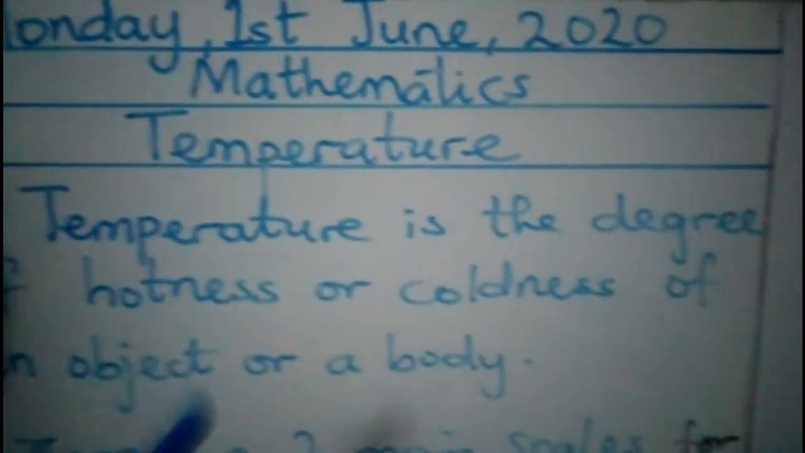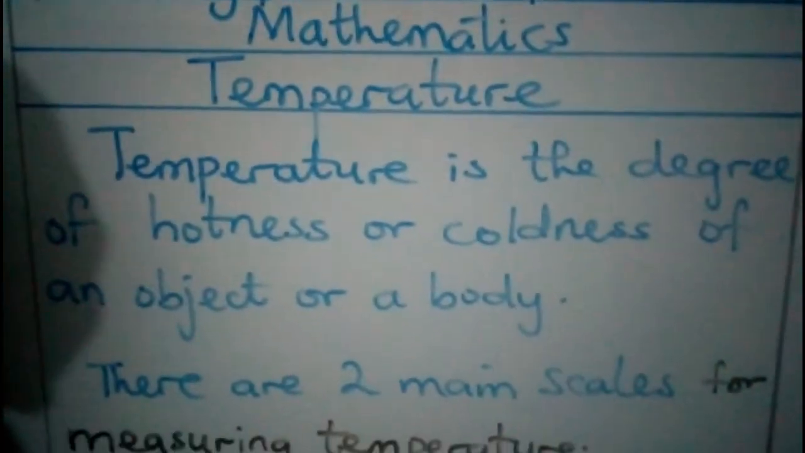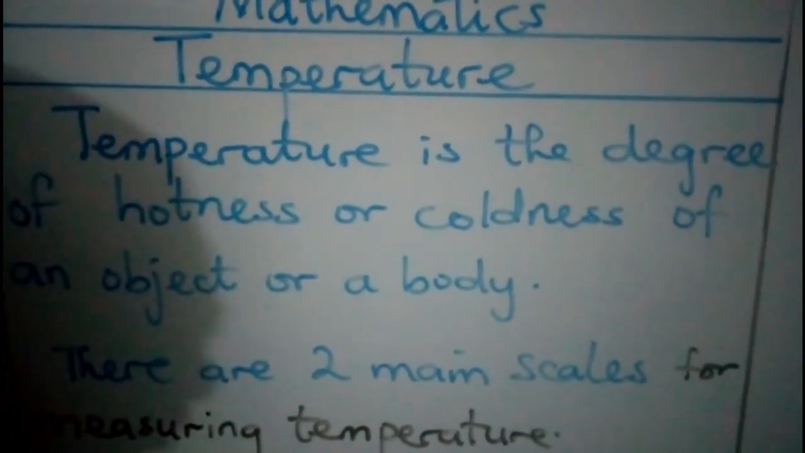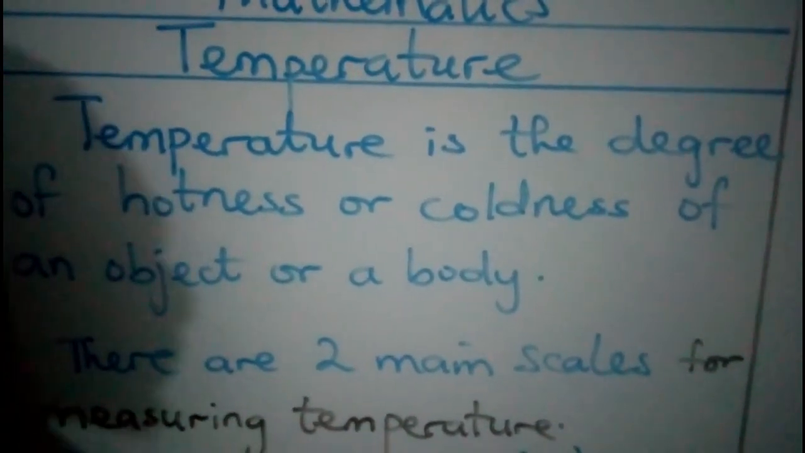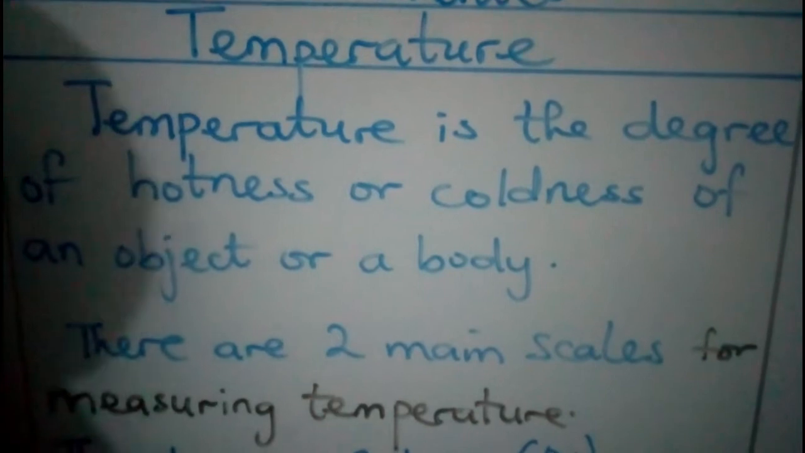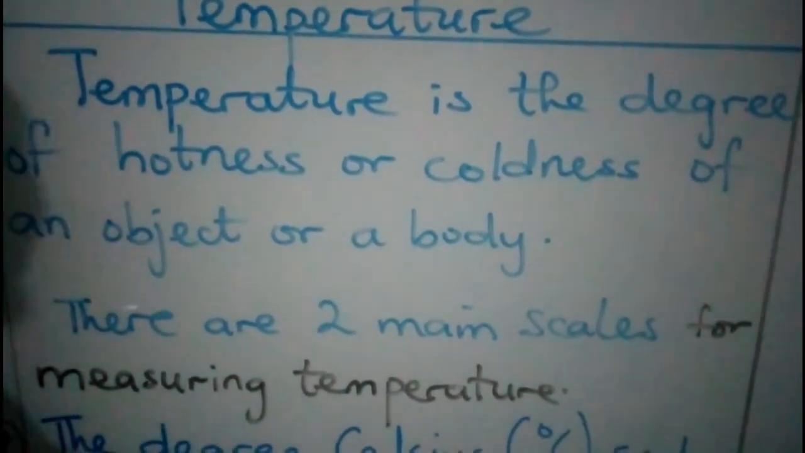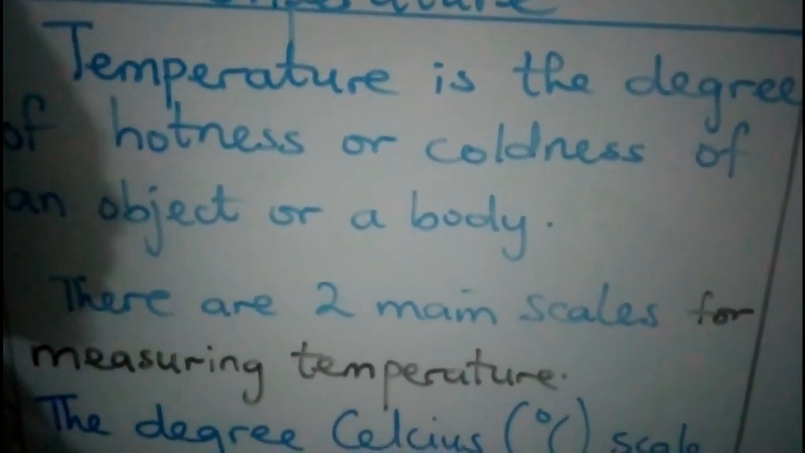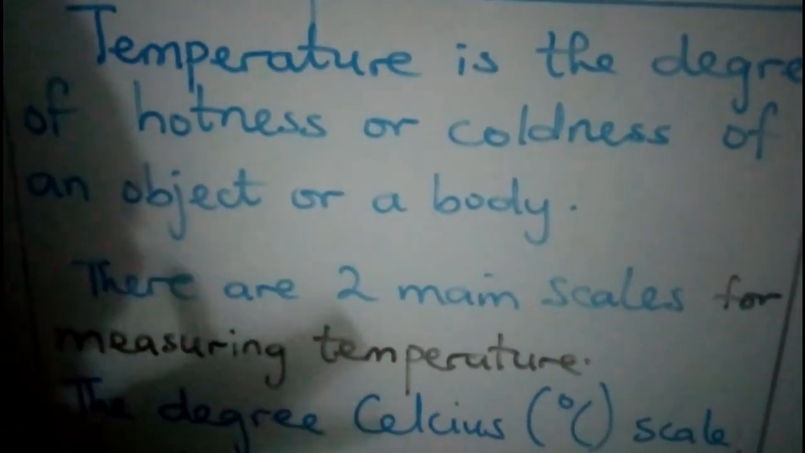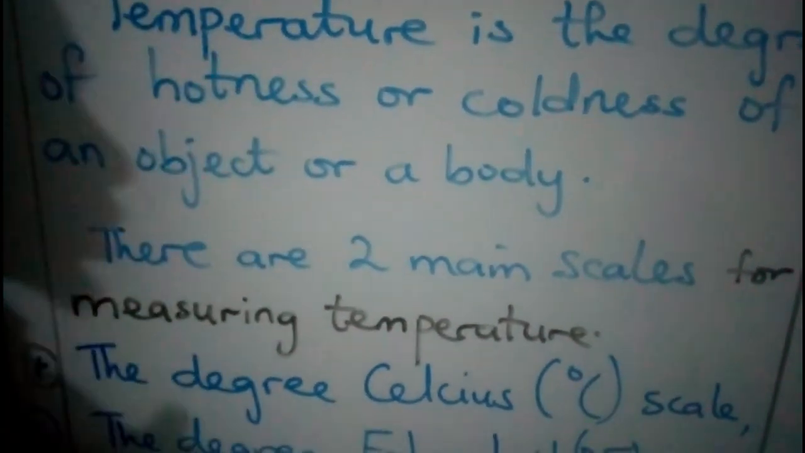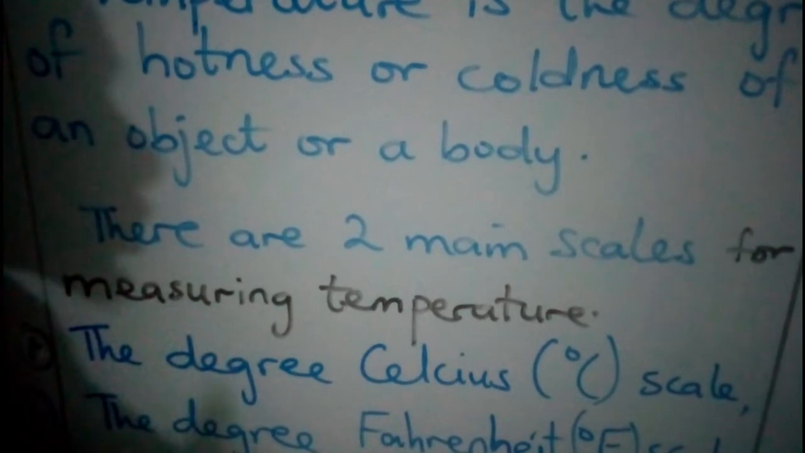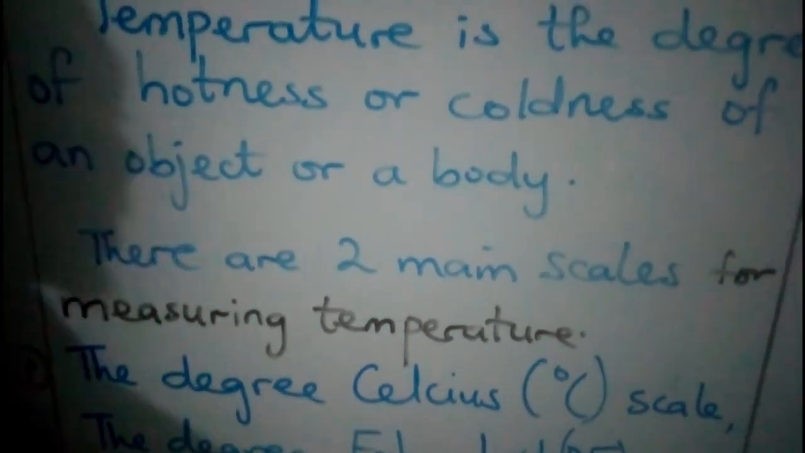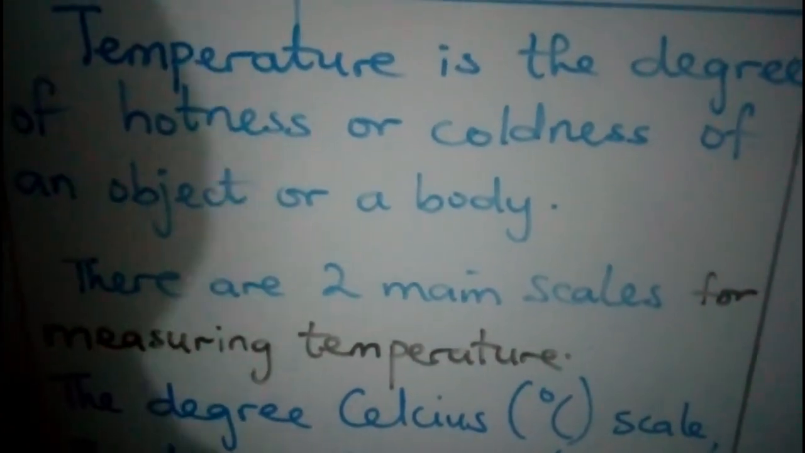Temperature simply means the degree of hotness or coldness of an object or a body. It's a very common definition. We've learned that over time in our basic science. It is the degree of how hot or cold a body or an object can be. And the instrument used for measuring temperature is the thermometer. That I want to believe we can still remember as well, okay?